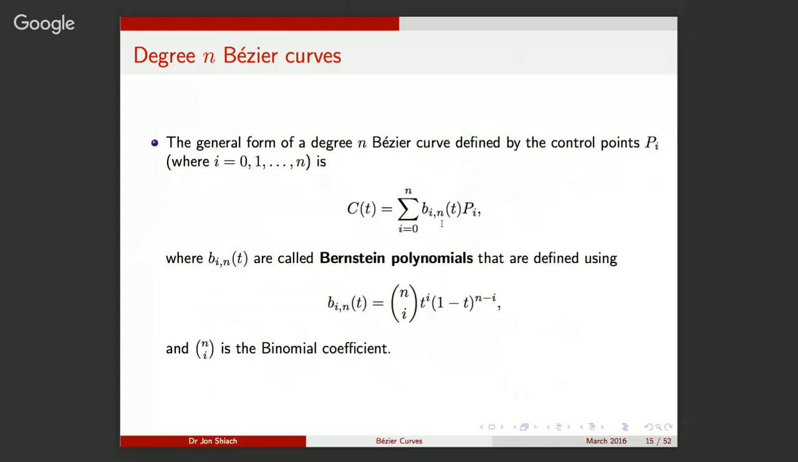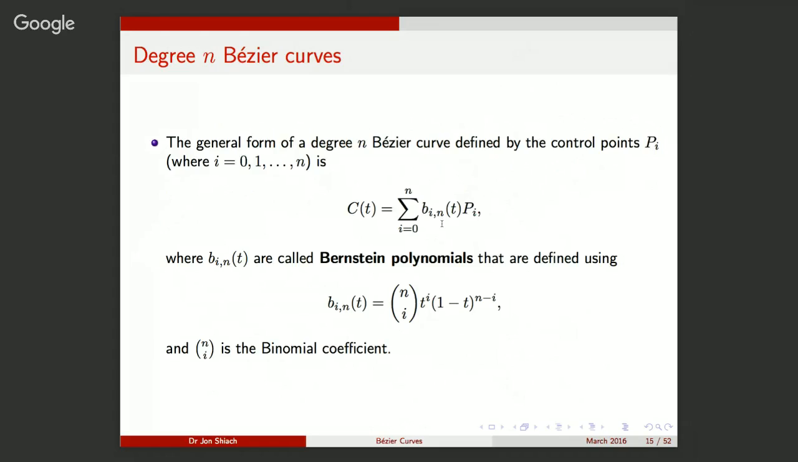Now these Bernstein polynomials: n is the degree of your Bezier curve, and i is just the sum index there. This is what we call the binomial coefficient. This isn't a matrix. It looks like a matrix, but it isn't. We're choosing i items from n items. We say n choose i. You might have seen it in probability. So we've got n choose i, t to the power i, (1 minus t) to the power n minus i. And that's a Bernstein polynomial.